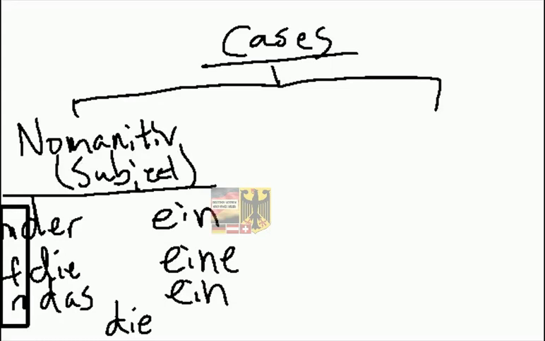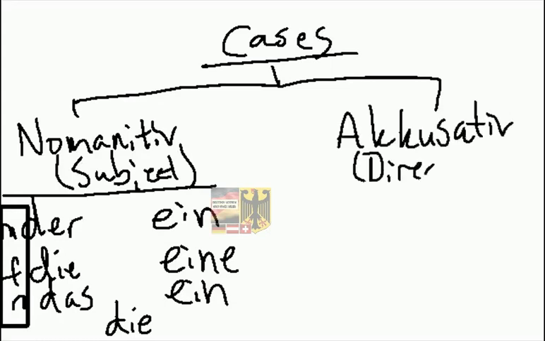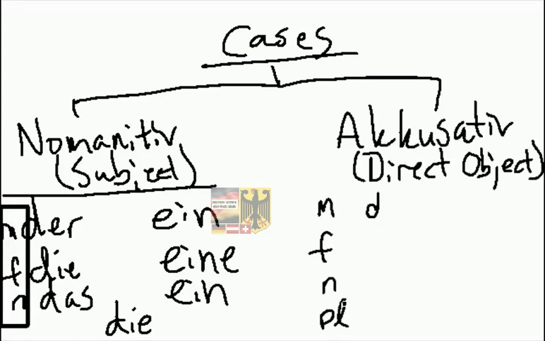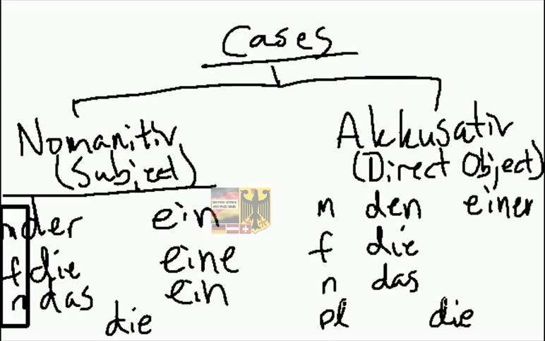And then you have the Akkusativ, which is the direct object. Here you have den, die, das for masculine, feminine, and neutral, and we have die for plural. Then we have einen, if you don't want to use den, eine in place of die, and ein in place of das, and plural is die. Now we've seen einen before, but we haven't quite understood it.